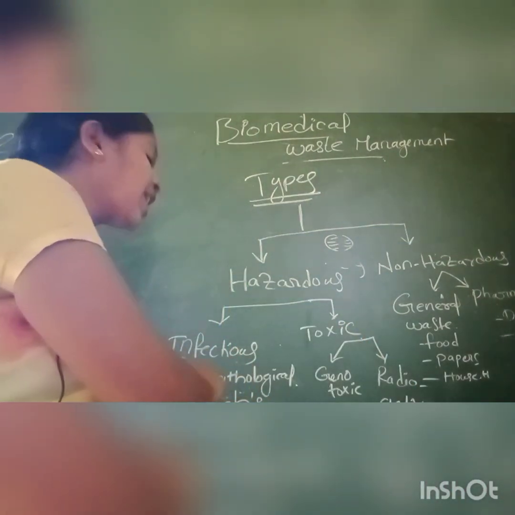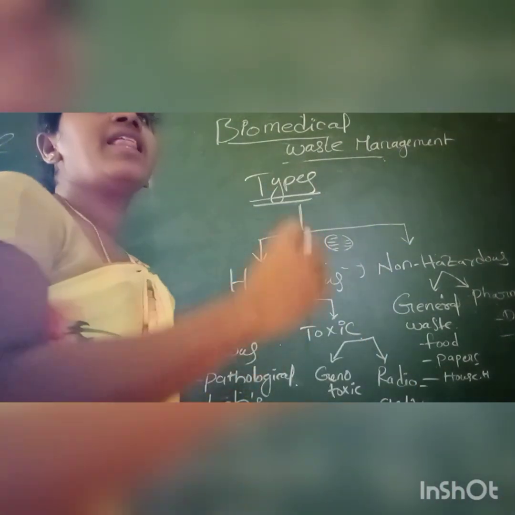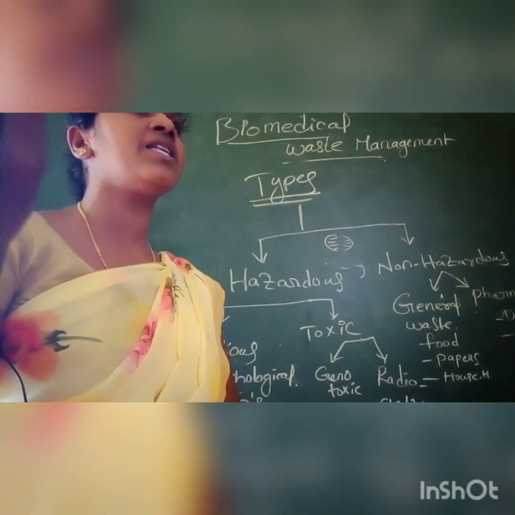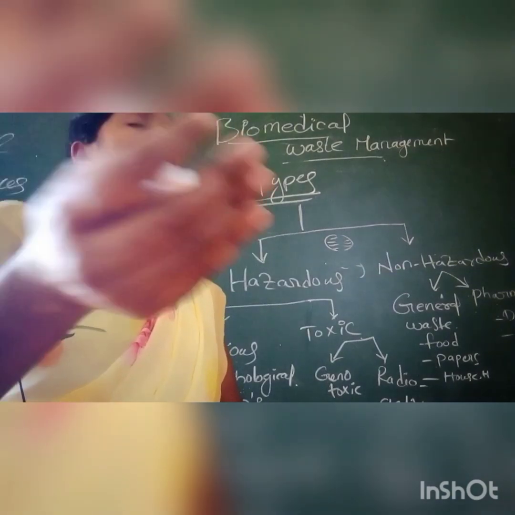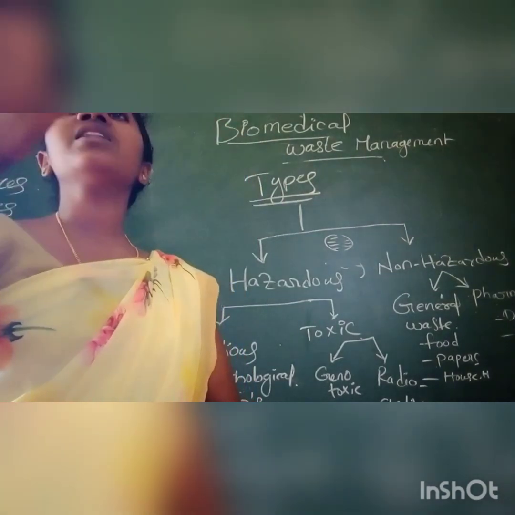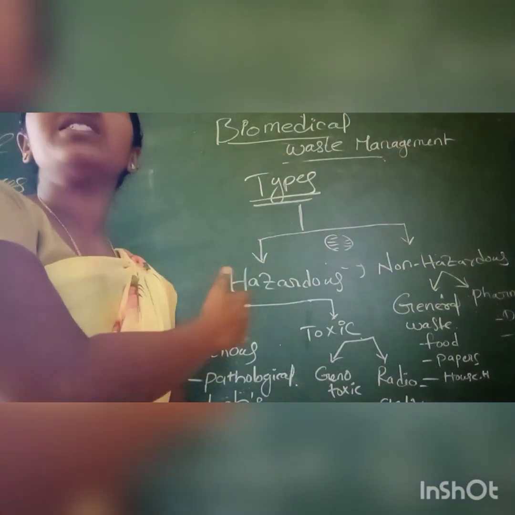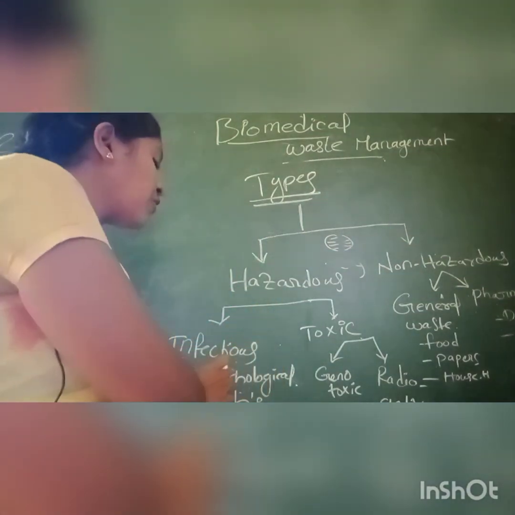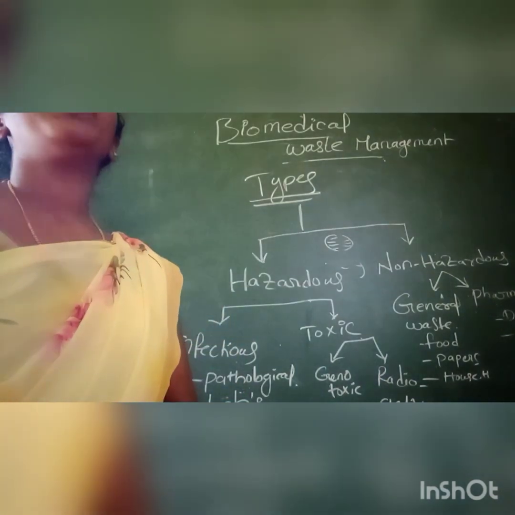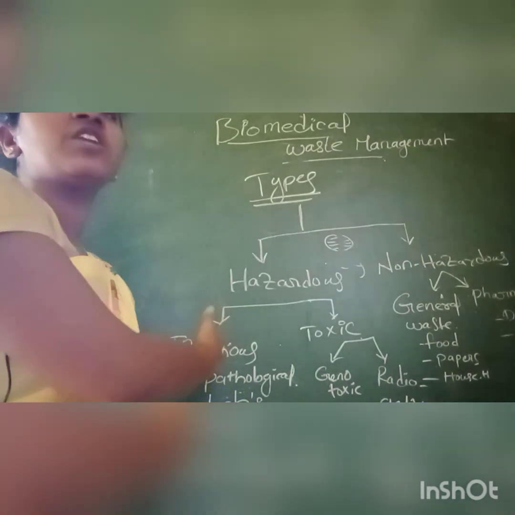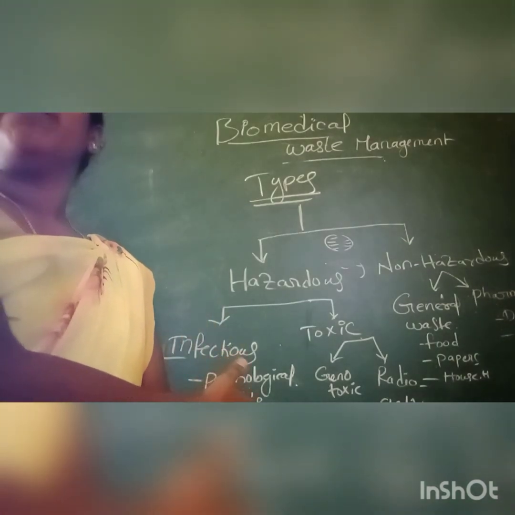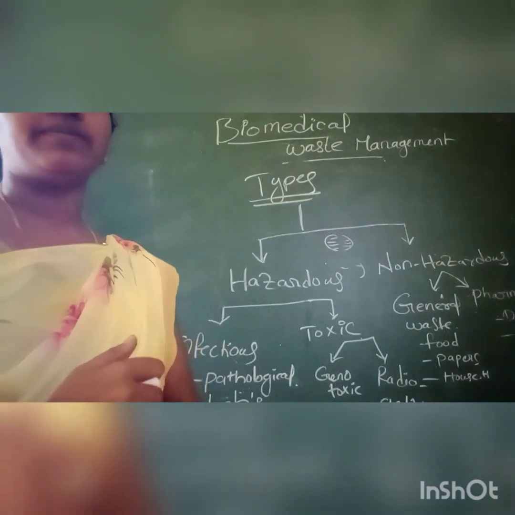Infectious means, as the name itself says, that infectious material is present. What are the infectious materials? Microorganisms: fungus, bacteria, virus. All these are present in the infectious waste. The name itself says it can cause infection to a person. Pathological laboratory and blood bank products come under this.